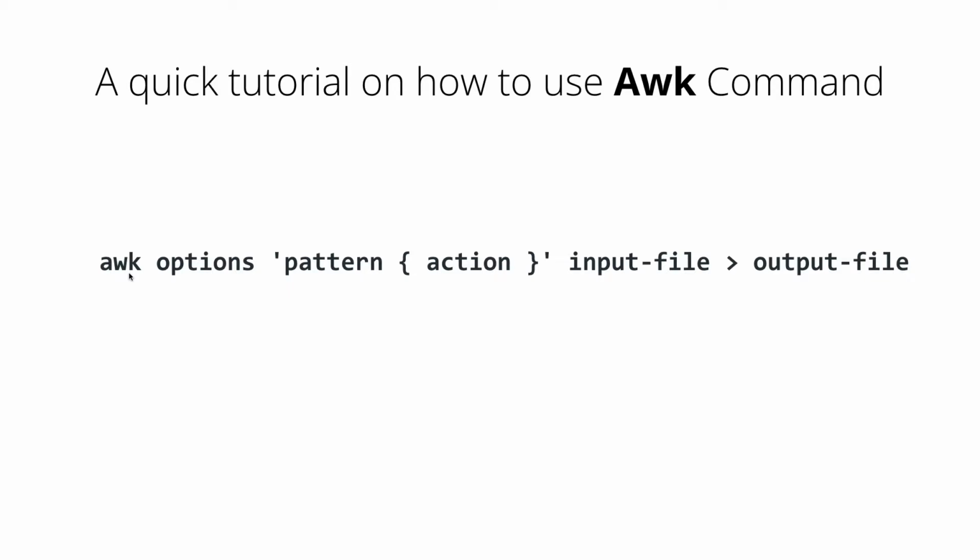Here we have the syntax for the awk command. It is something like awk options, then under single quotes the pattern, and under curly braces we need to have the actions or the instructions we want to execute, then the input file on which we want to perform the action. In case we want to save the result in an output file, we need to give this greater than sign and then the output file. Okay, this file is optional. If you don't provide the output file, you will see the output on the terminal itself. So that's about the syntax of the awk command.